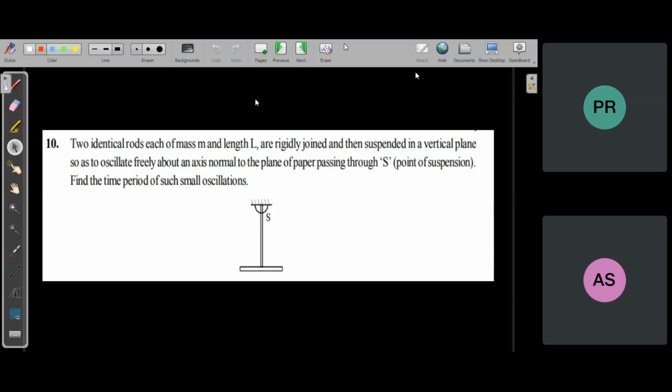Sir, hello, sir. Got the answer? Sir, root 17 g by 18 L. Root 17 g by 18 L, sir.